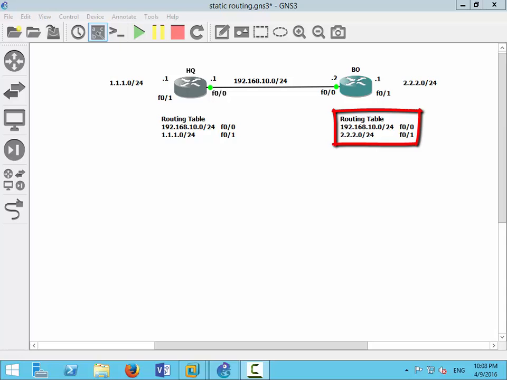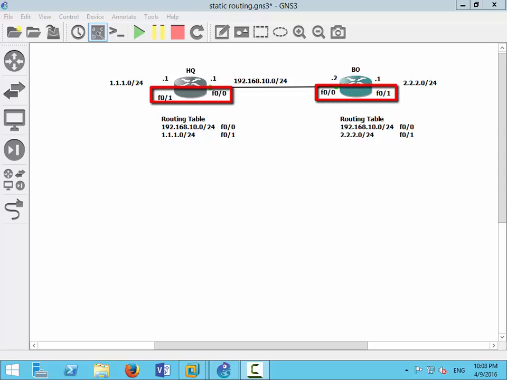Branch office router also has two interfaces, Fast Ethernet 0/0 and Fast Ethernet 0/1. Network 192.168.10.0/24 has been configured on Fast Ethernet 0/0 and 2.2.2.0/24 has been configured on Fast Ethernet 0/1. Each router has a routing table with only its directly connected interfaces. Starting from now, I will use HQ router instead of headquarters router and BO instead of branch office router.